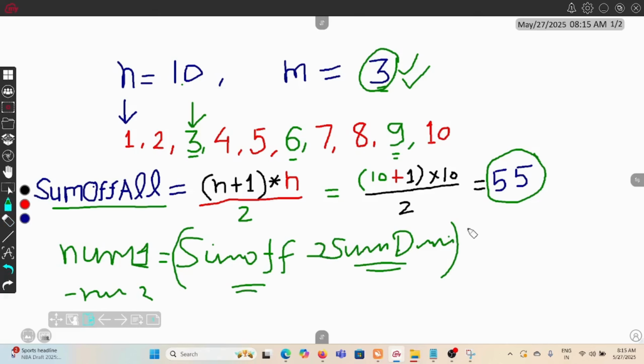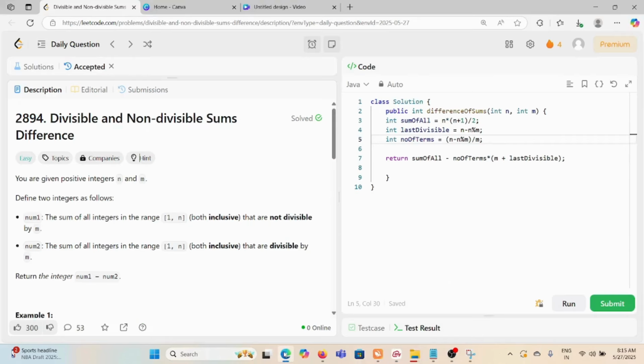So with this formula we can find the value, and we don't have to use any for loop or anything. This is how it would look. See here, first of all, I'm getting the sum of all the numbers. In the second one, I'm getting the last divisible value by n, the last term of that arithmetic progression, which would be n minus n percent m. Now the number of terms we have found would be the last divisible value, n minus n percent m, divided by m, right?